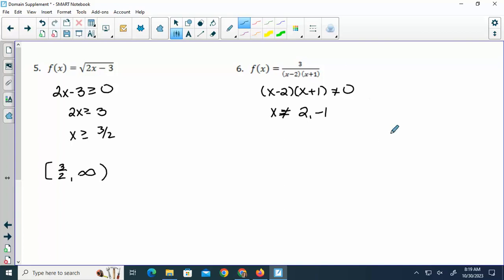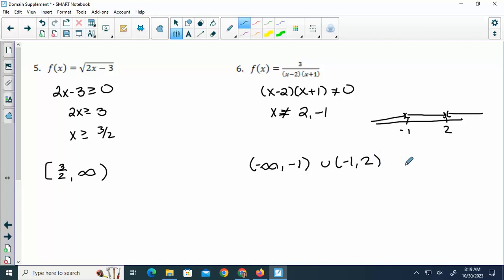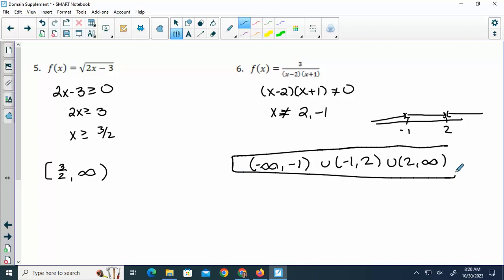Now, different ways of writing this, if you wanted to think about this on a number line, it's telling me it's everything smaller than negative 1, everything between negative 1 and 2, and everything bigger than 2. So the interval notation is kind of a little lengthy here. It's negative infinity to negative 1, union negative 1 to 2, union 2 to infinity. That's great, that's the ideal answer.